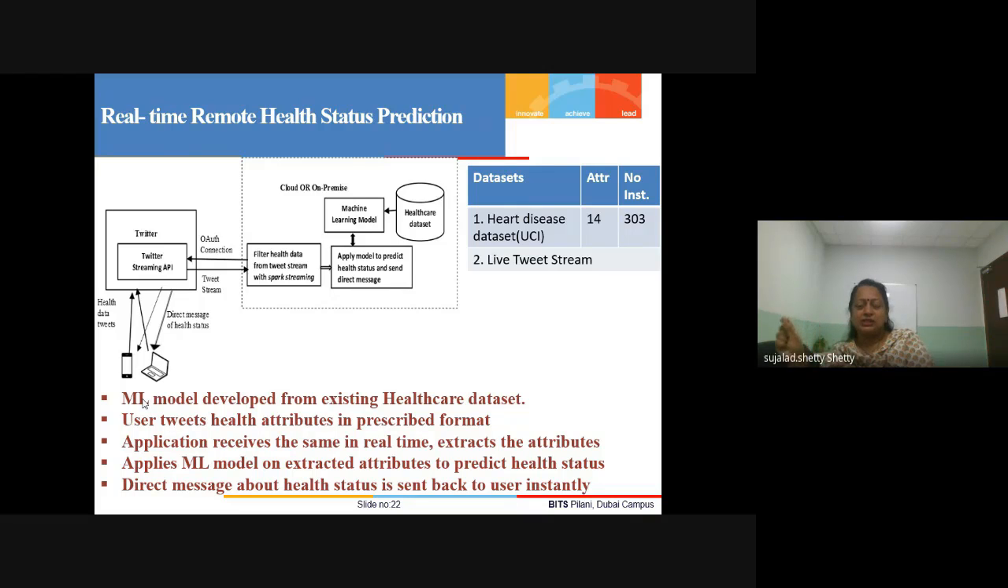They will then give all their parameters, and these parameters are now going to be sent into our application, which will read in all these values. Using our machine learning application, it has learned certain parameters. So if maybe your heart rate is very high, maybe your sugar has also increased suddenly, it will look for certain parameters. If it sees that there is a certain area of concern, immediately a notification can be sent to the user, whoever has subscribed to this particular application. So direct messages on the health status can be sent back to the user instantly.